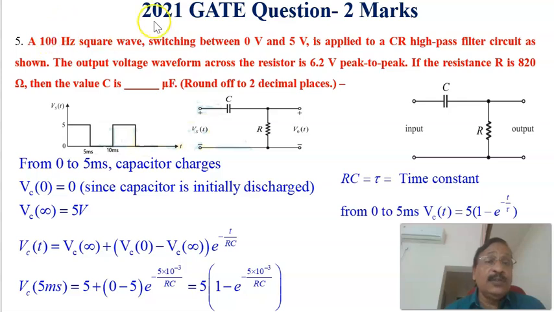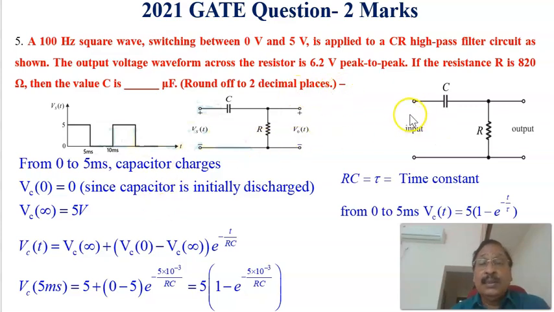Now let us see the fifth problem of the 2021 GATE question that carries 2 marks. A 100 Hz square wave switching between 0 volts and 5 volts is supplied to a CR high pass filter circuit as shown in the figure. The output voltage waveform across the resistor has a peak to peak voltage equal to 6.2 volts. If the resistance R equals 820 ohms, what is the C value in microfarad? Round off to 2 decimal places.